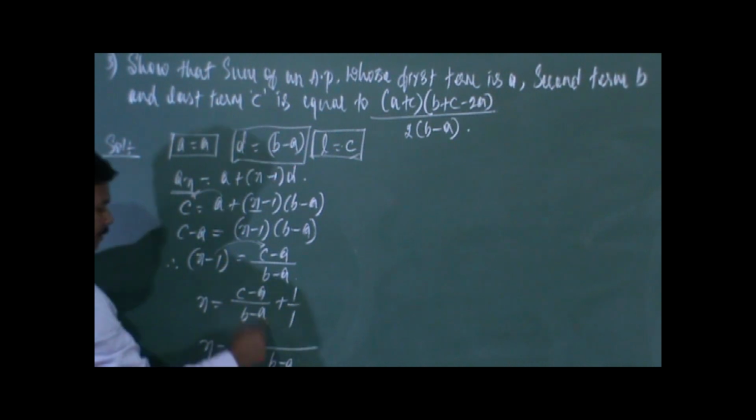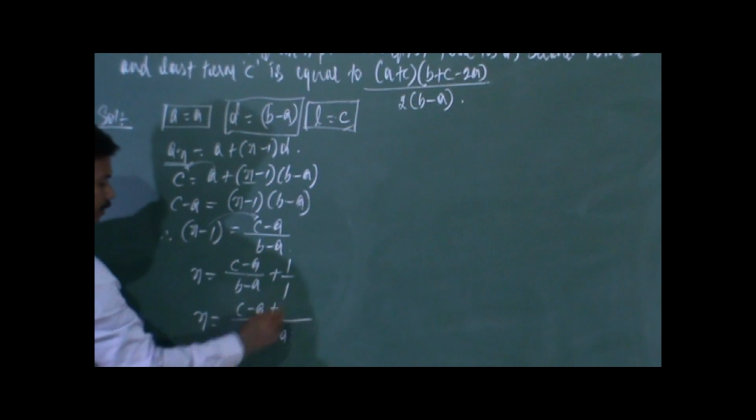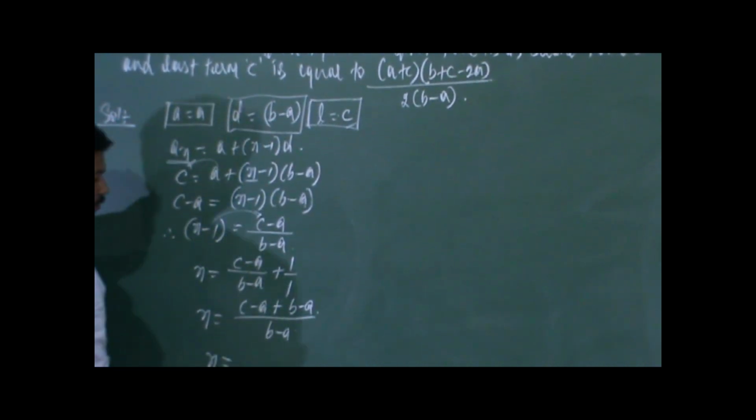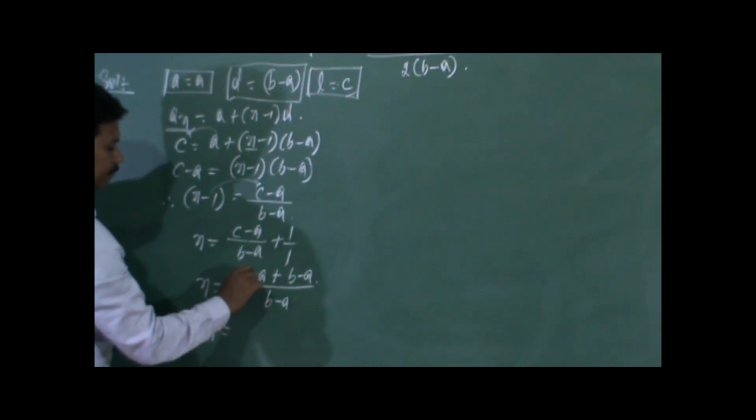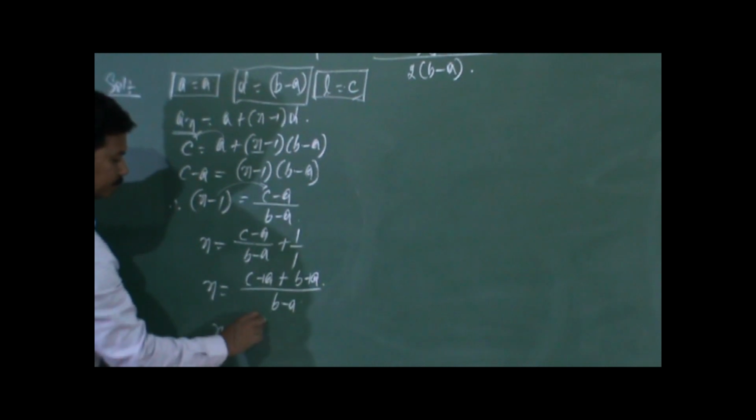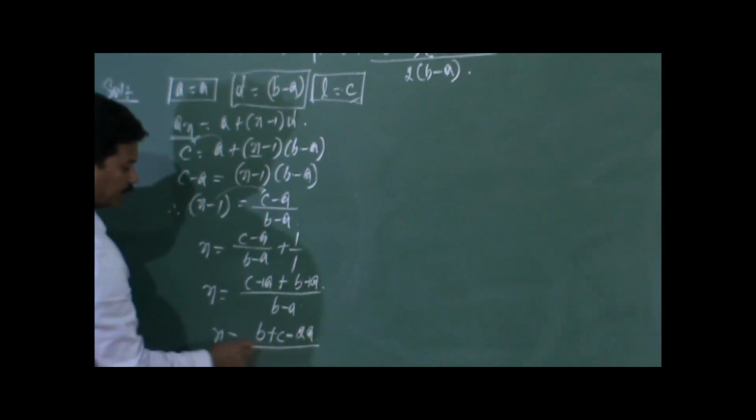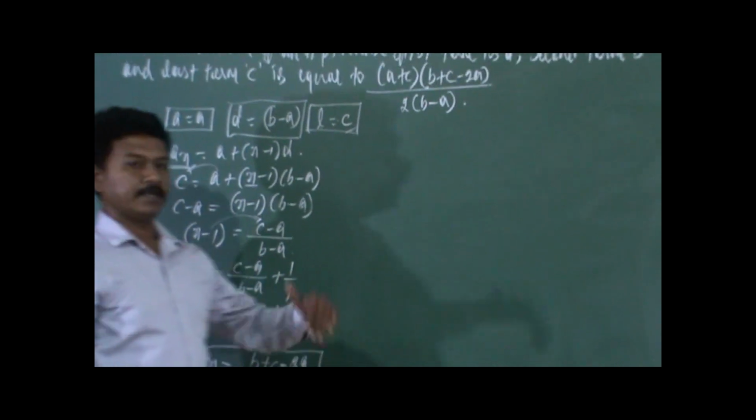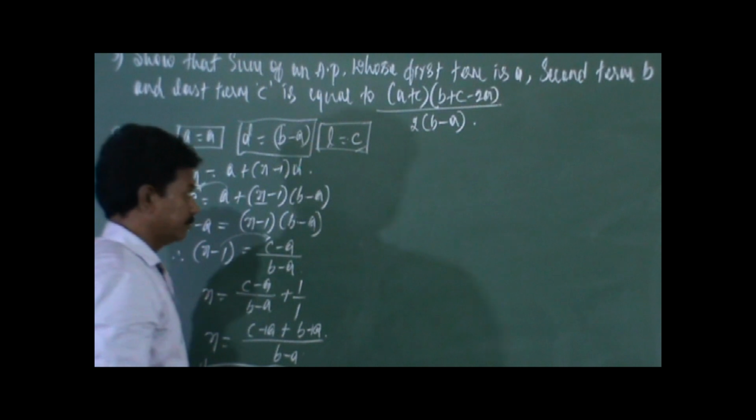C minus A by B minus A, to B minus A, is again C minus A plus 1 by 1 into B minus A is B minus A. So n is equal to B plus C minus 2A by B minus A. So this is the number of terms of the AP having first term as A, second term as B, and C as the last term. So this is the number of terms.